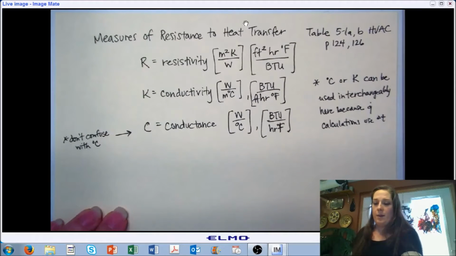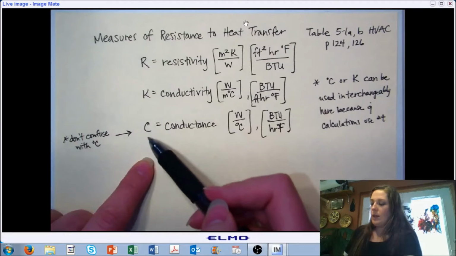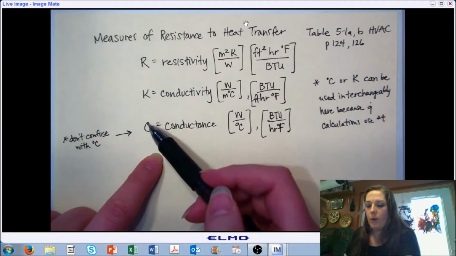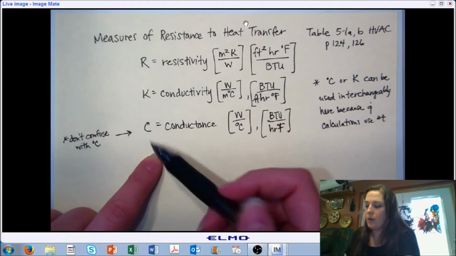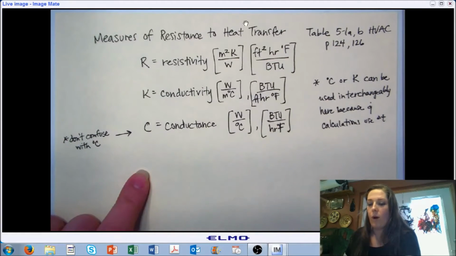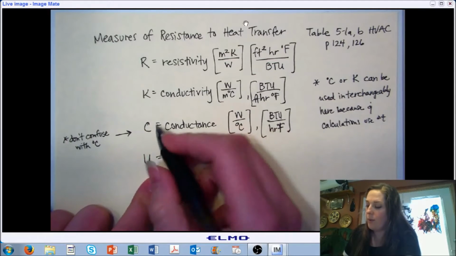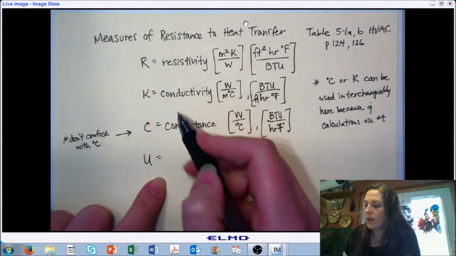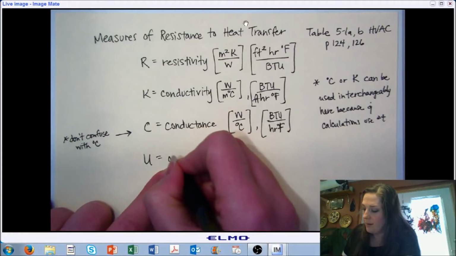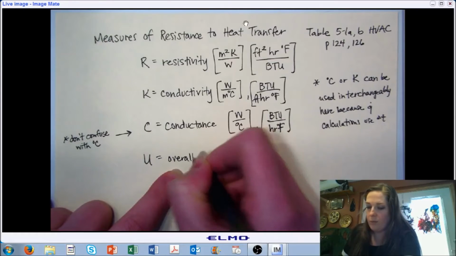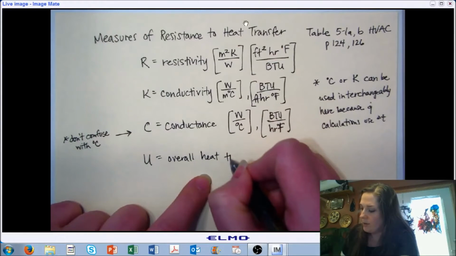All right, and then you would get a value of each of these for a specific material, but we're going to be putting materials together in order to build our structure. So we're going to be combining materials in order to make wall sections. And at some point, we're going to want to put the values together to get an overall representation of the thermal resistance. And so U represents the overall heat transfer coefficient.